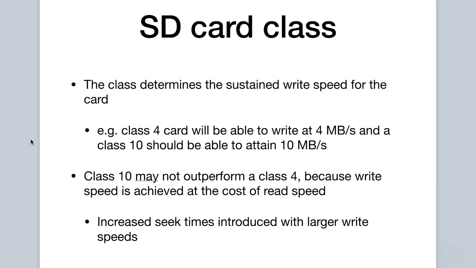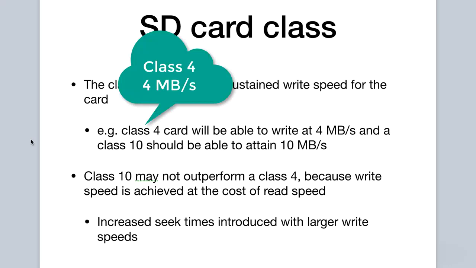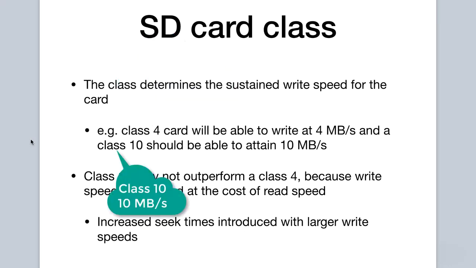Let's now address another concept you might hear about when referring to SD cards, the SD card class. When you hear the term class, you can think of it as essentially the write speed for the card. As an example, a class 4 card typically writes at 4 megabits per second, whereas a class 10 card can conceptually be written with speeds of up to 10 megabits per second.